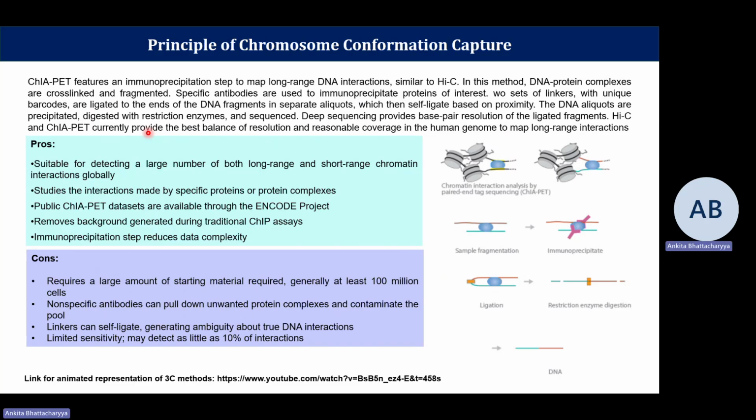What are the cons? It requires a large amount of starting material. Generally, 100 million cells are required. Non-specific antibodies, if present, can pull down unwanted protein complexes and contaminate the pool as well. Linkers are capable of self-ligation, much like primers. They can generate ambiguity among true DNA interactions. And it has very limited sensitivity, where less than 10% of interactions might get detected.